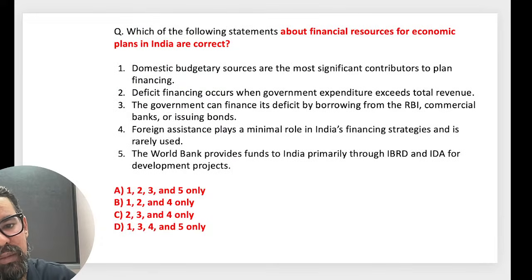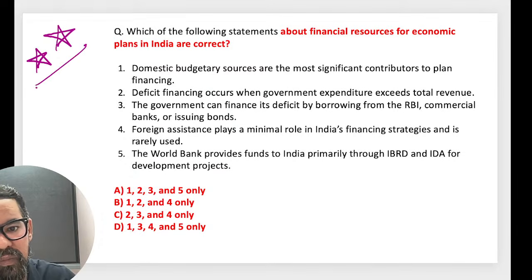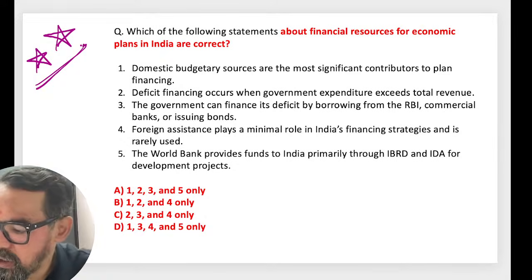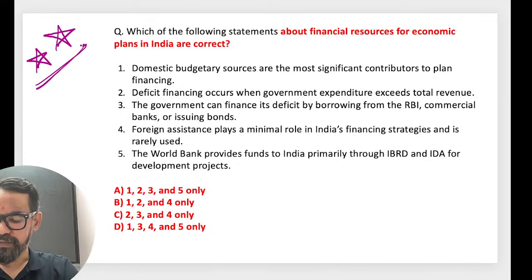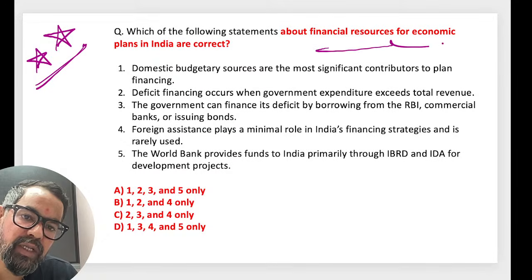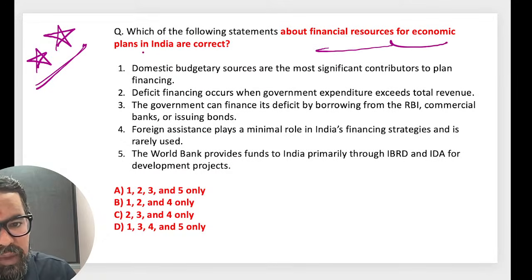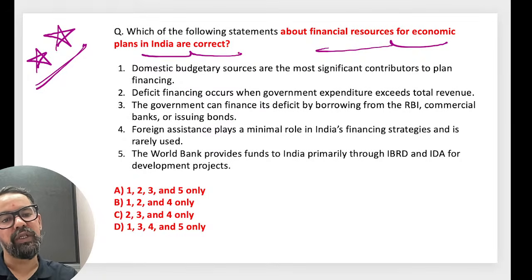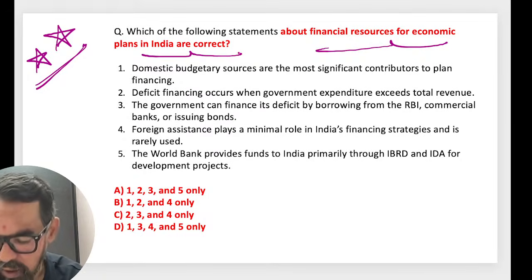नेक्स्ट वन, दिस इज समथिंग वेरी वेरी इंपॉर्टेंट वन. तो ये एक ऐसा एरिया है दैट इज लाइक विच इज़ वेरी वेरी इंपॉर्टेंट वन. ठीक है, सो यू हैव टू बी वेरी केयरफुल अराउंड दिस वन गाइज. चलो बताइए क्या होगा करेक्ट आंसर. So, which of the following statements about financial resources for economic plan in India are correct?